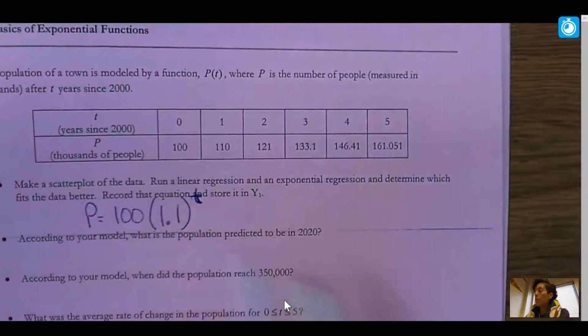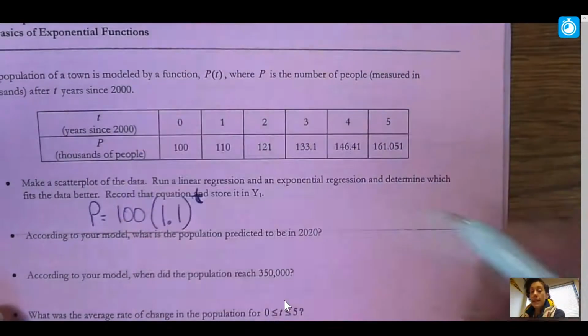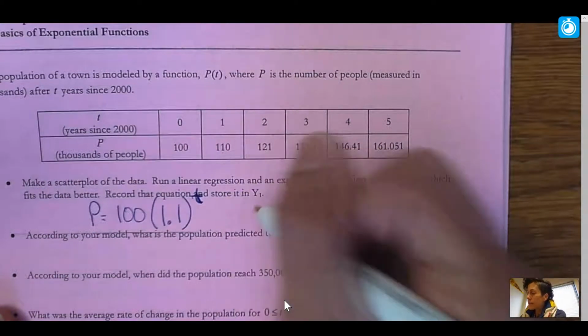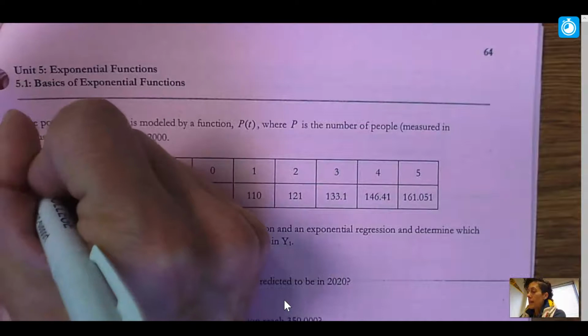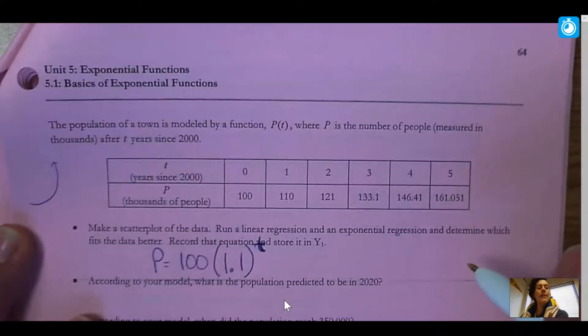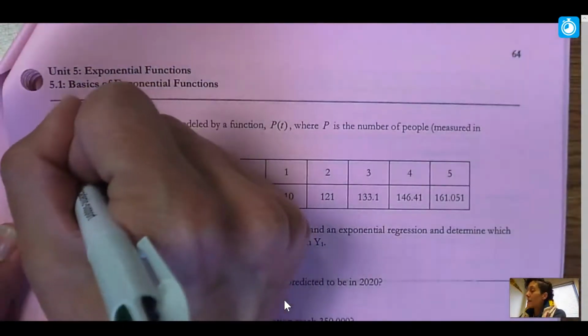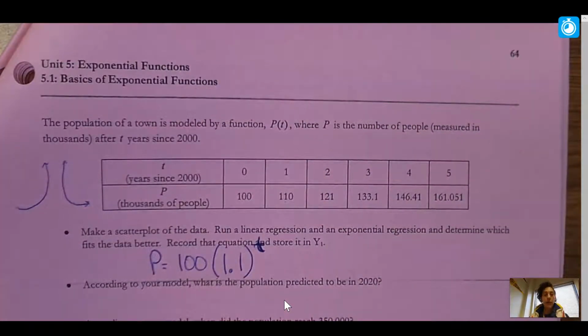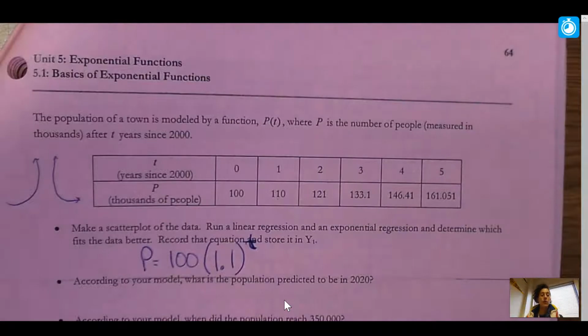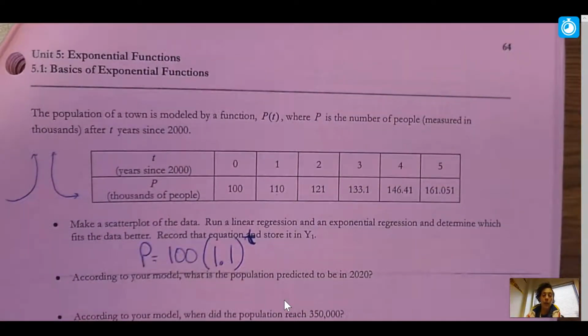What I probably should have started with is that, since this is exponential, I want to remind you of your exponential shapes. This is exponential growth, which kind of looks like a J. And this is exponential decay. We'll talk more about those, but right now we're just looking at the equation, deciding which one fits better, and then we're going to be using that equation.